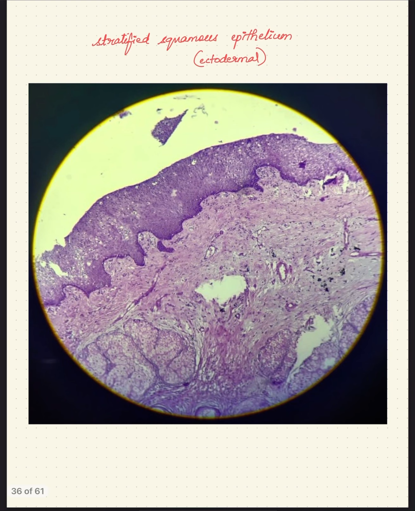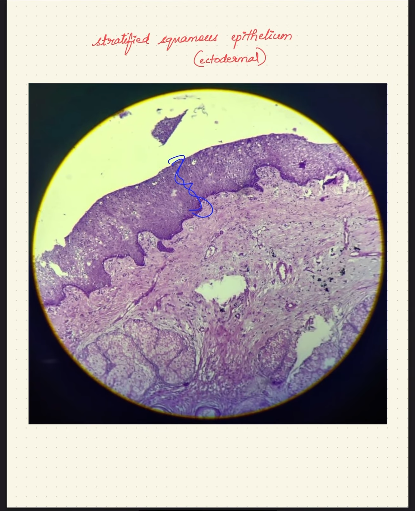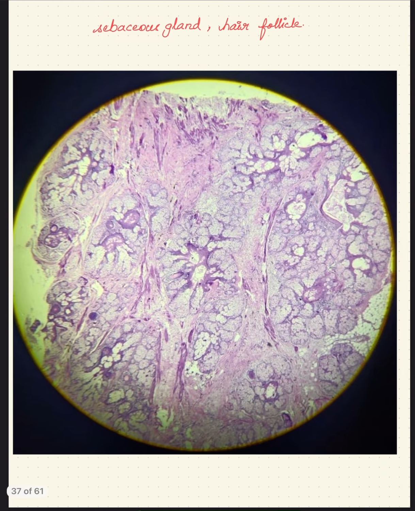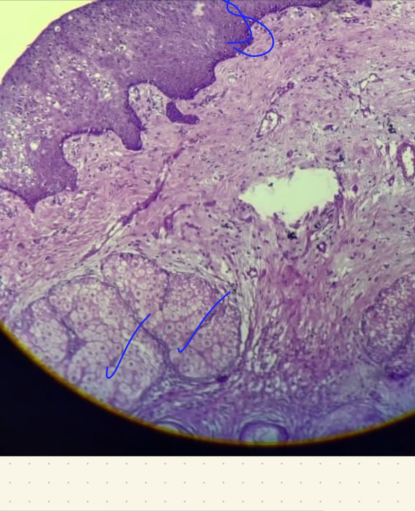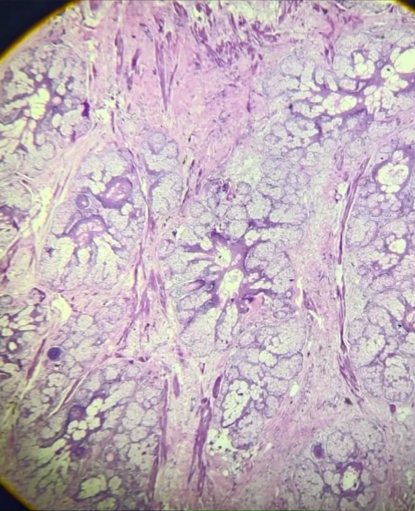On microscopic examination, I divided this into ectodermal, mesodermal and endodermal origin components. We could identify all three components. Firstly, we'll start with the ectodermal component. We appreciated stratified squamous epithelium. And here you could also see the sebaceous glands. This is the foci of purely sebaceous glands.